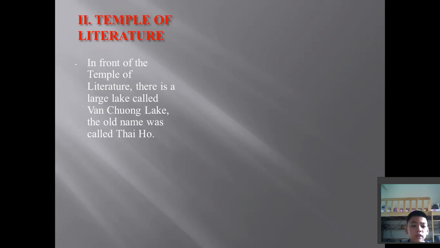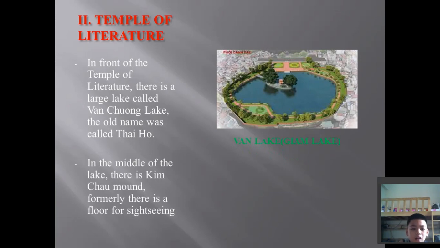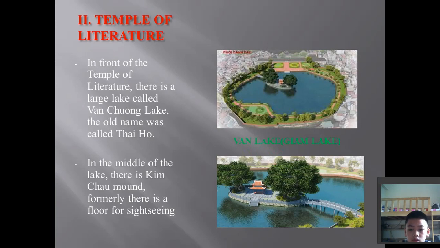Now I'm going to tell you about the Temple of Literature. In front of the Temple of Literature, there is a large lake called Văn Lake, and the old name was Tây Hồ. In the middle of the lake, there is Kim Châu Mount. Formerly, there was a floor for sightseeing. And this is Kim Châu Mount in the middle of the lake.